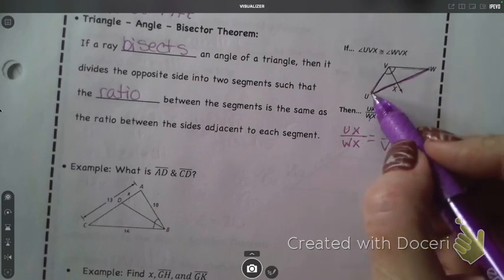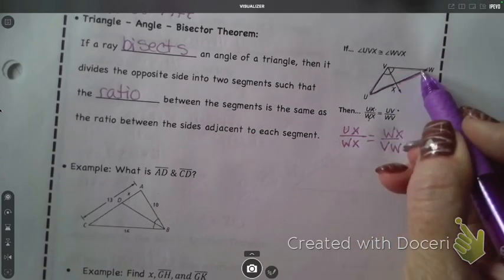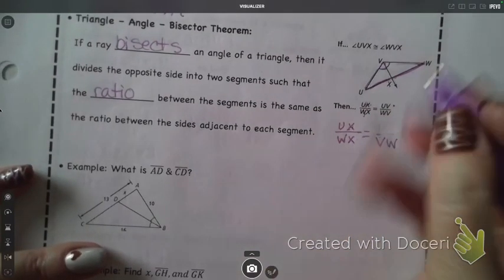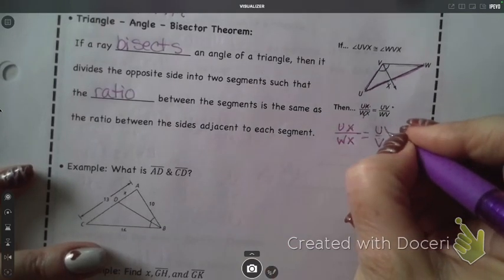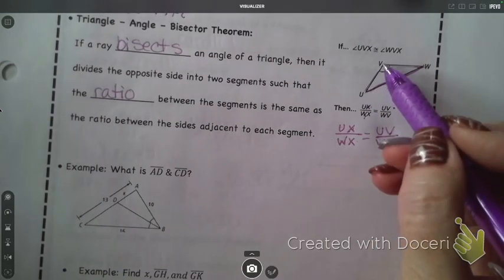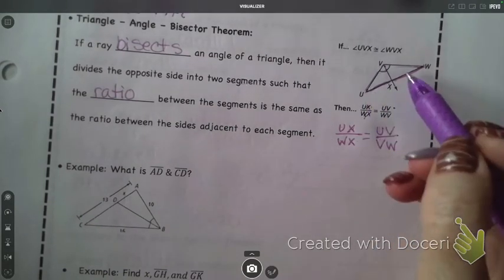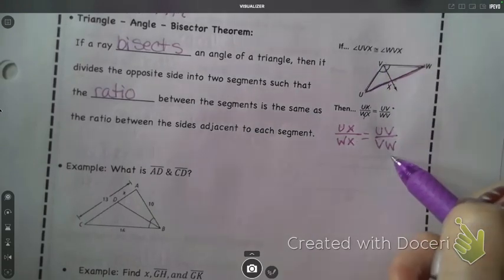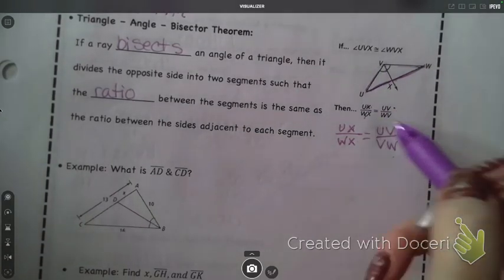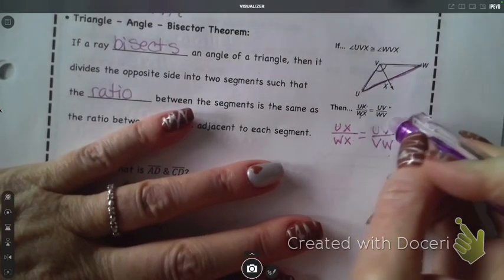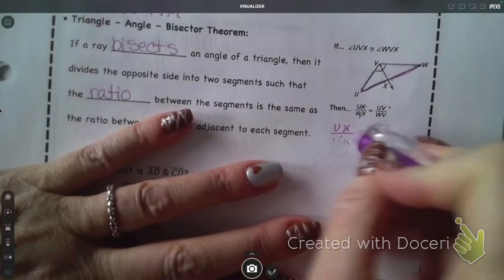Oh, wait. I think UX you put UV under UX. No, this should be... I had it right. I just wrote it horribly, and then I couldn't even read my writing. UV. Okay, UX, UV, and then WX and VW. So I can write it this way also. I meant to write it this way.